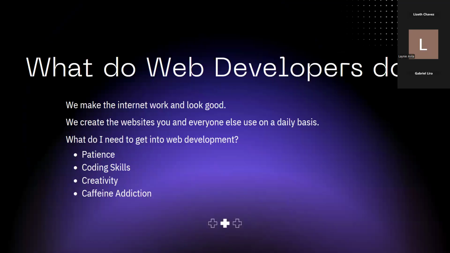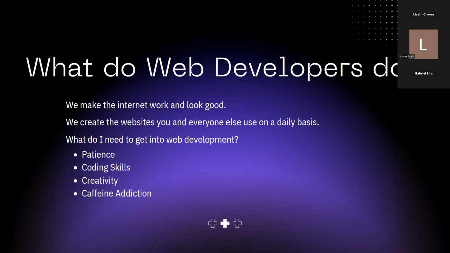So, what do web developers do? Pretty much, really simplified, we make the internet work. Not on a networking level, but on an application layer level. We are pretty much the ones that code, like I mentioned earlier. Anything you see on the internet was probably made by a web developer.